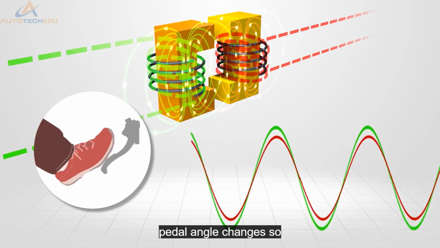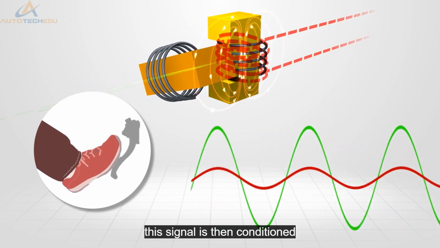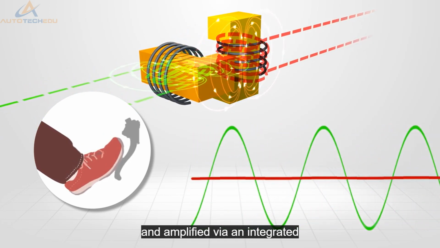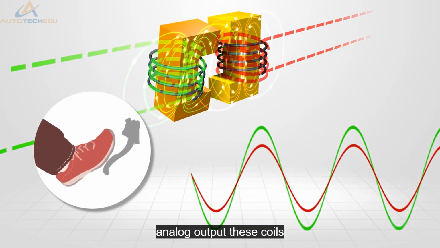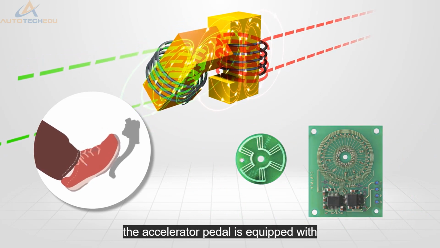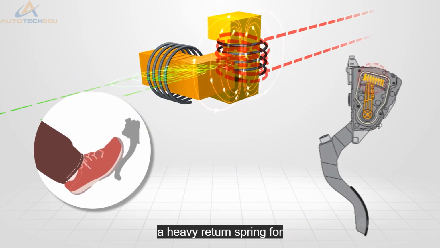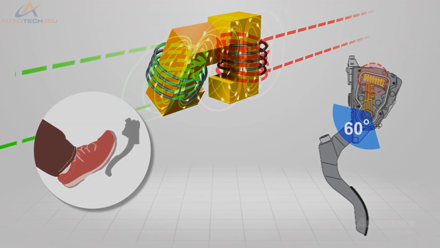As the pedal angle changes, so does the amplitude of the output winding's phase angle. This signal is then conditioned and amplified via an integrated circuit for either digital or analog output. These coils and electronics are mounted to a printed circuit board. The accelerator pedal is equipped with a heavy return spring for a simulated feel and has about 60 degrees of travel.